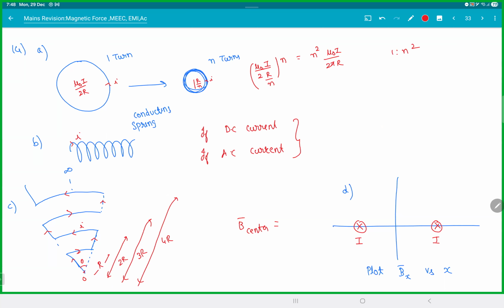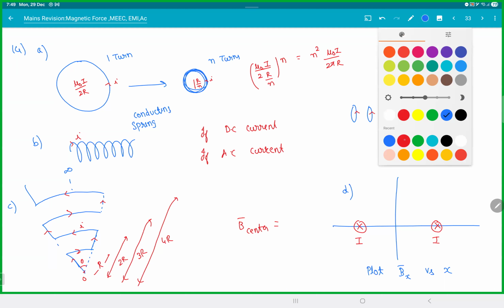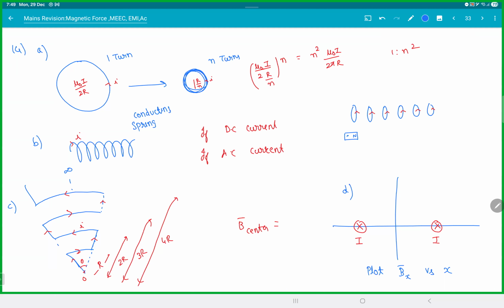If you send a DC current, what happens? You can treat each ring of the entire spring like rings. So when the current is flowing in the same direction, you can treat them like magnets. So it's like north, south, north, south, north, south. If you see, the opposite poles are like this, so they will attract. So if you send a current in DC, the spring will compress. But if you send an AC, what will happen? Whenever the current flows, it will compress. When the current becomes zero, it opens up. It oscillates.